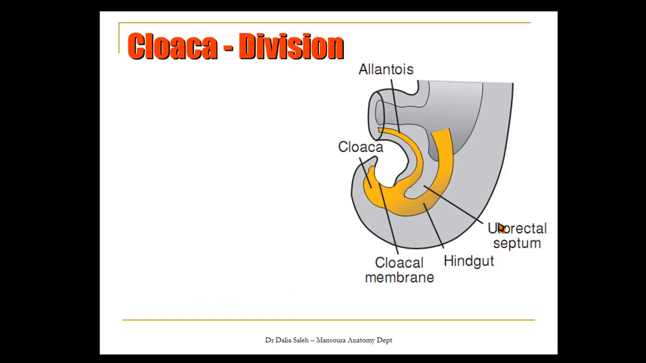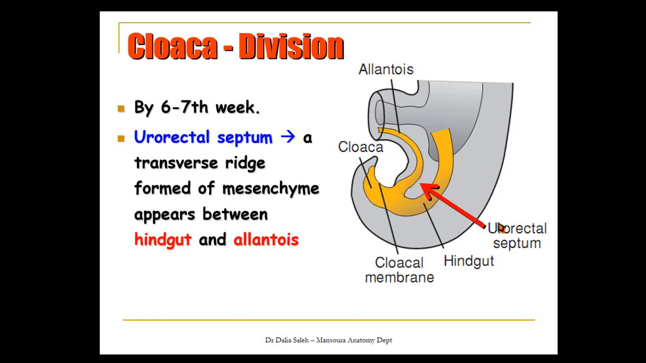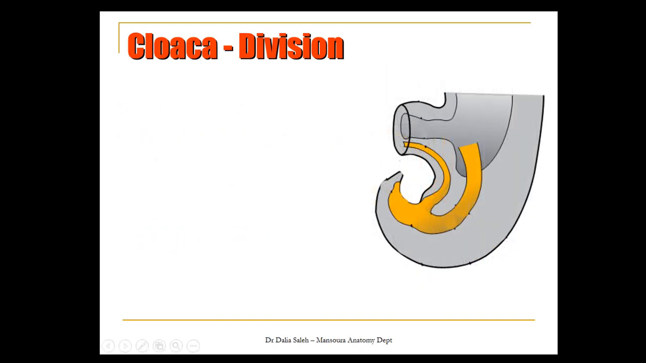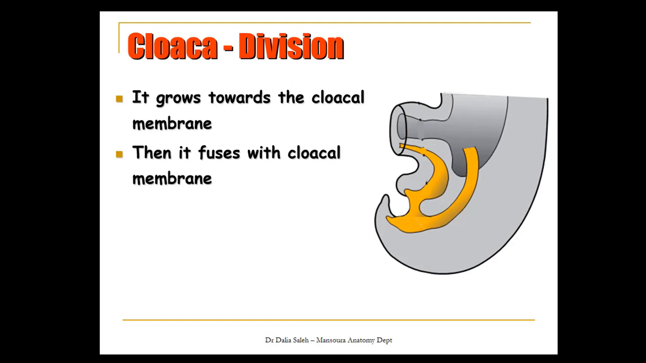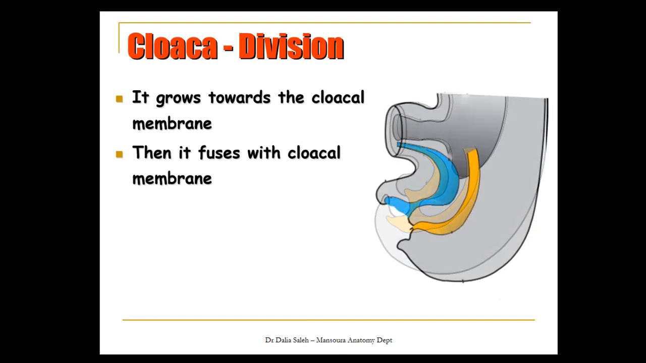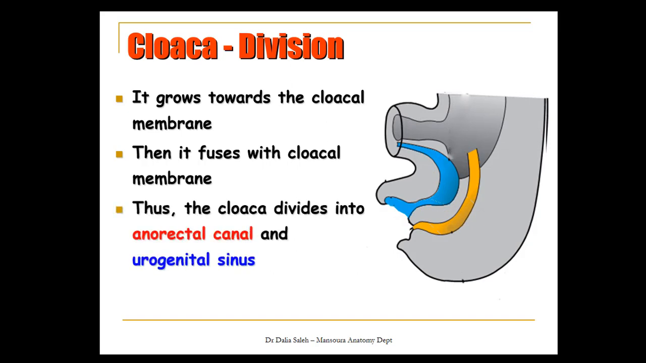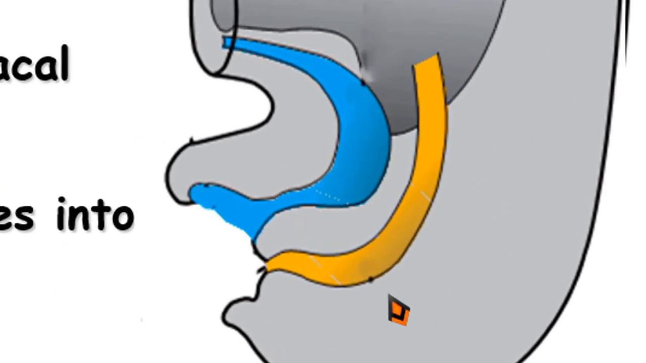Now, how is the cloaca divided? A septum made by the mesoderm, called the urorectal septum. It's a transverse ridge formed by the mesenchyme that appears between the hindgut and allantois. Again, this is the hindgut and this is the allantois, and this is the urorectal septum that appears between the two of them. It grows towards the cloacal membrane, then it fuses with it. Thus, the cloaca now divides into two separate parts.